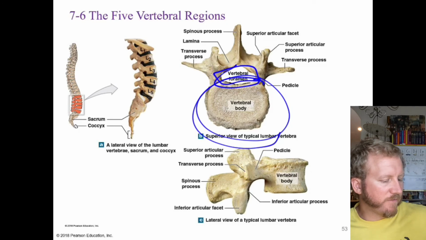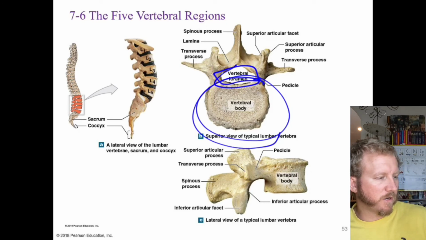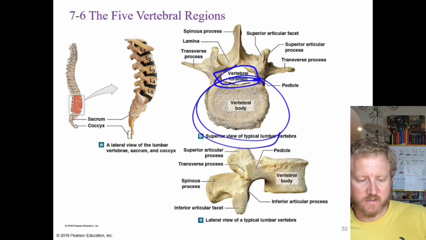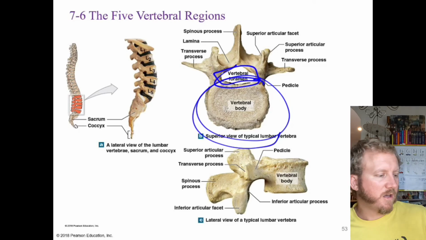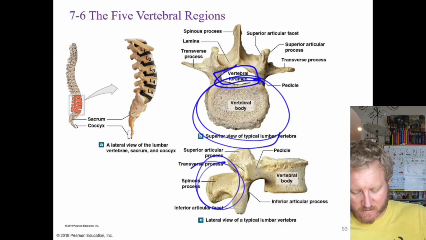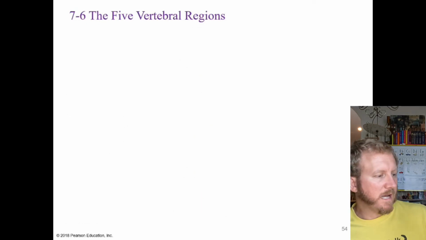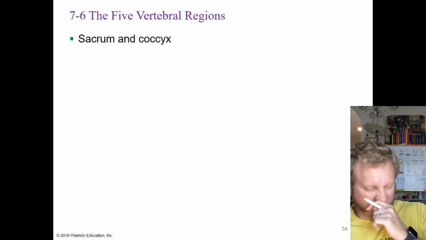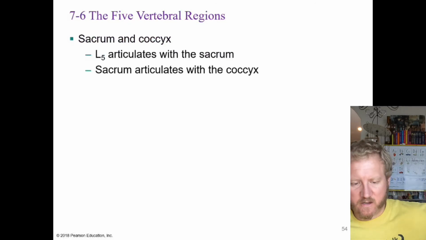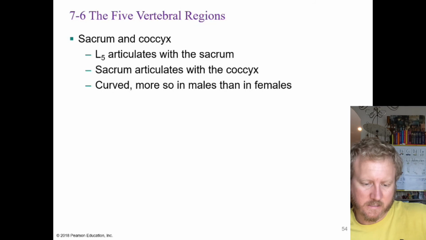This is where you have lots of points of attachment for your lower back muscles for supporting the weight of your body. So very large, pronounced spinous processes on the back, transverse processes on the side. Moving down from there, L5 articulates with the sacrum, and then the sacrum articulates with the coccyx.